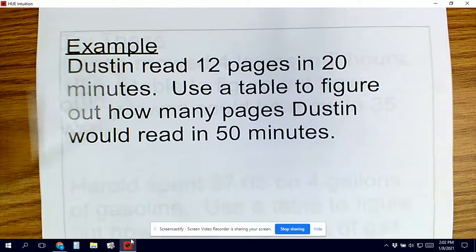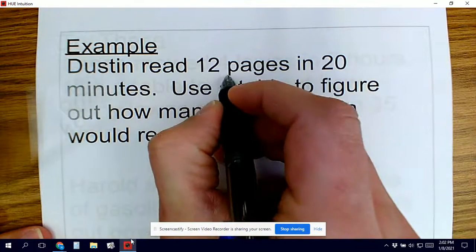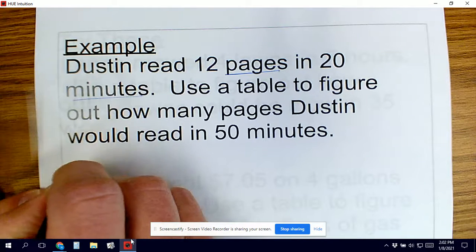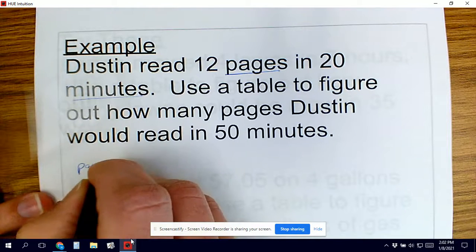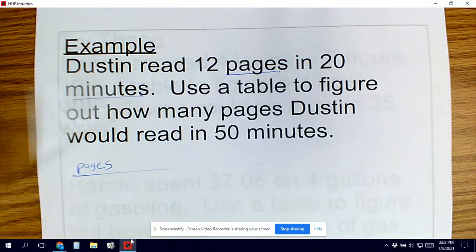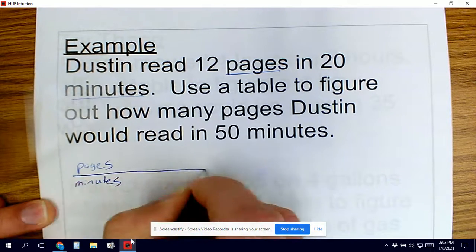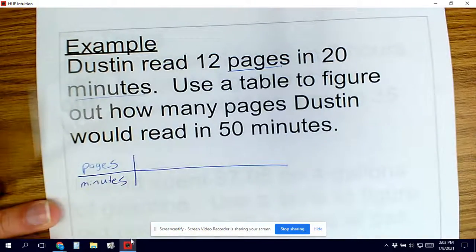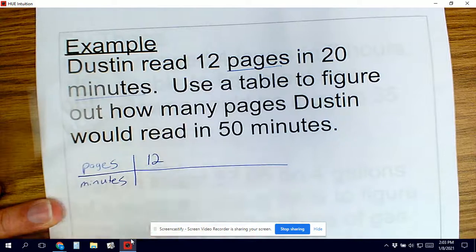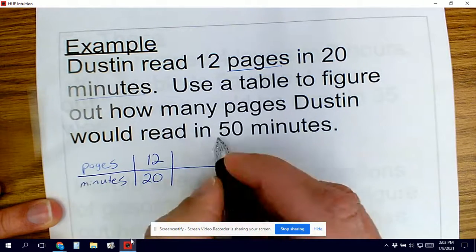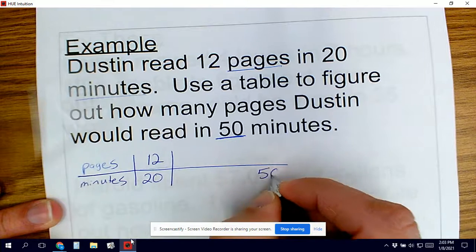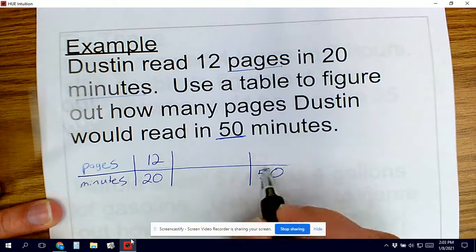All right, example 2. Dustin read 12 pages in 20 minutes. Use a table to figure out how many pages Dustin would read in 50 minutes. So again, we're going to start with the table. In this case, we're comparing pages to minutes. So I have pages as my first row, and minutes as the bottom row of my table. Initially, 12 pages in 20 minutes. Our goal is to get to 50 minutes. So we are looking for the value up here.